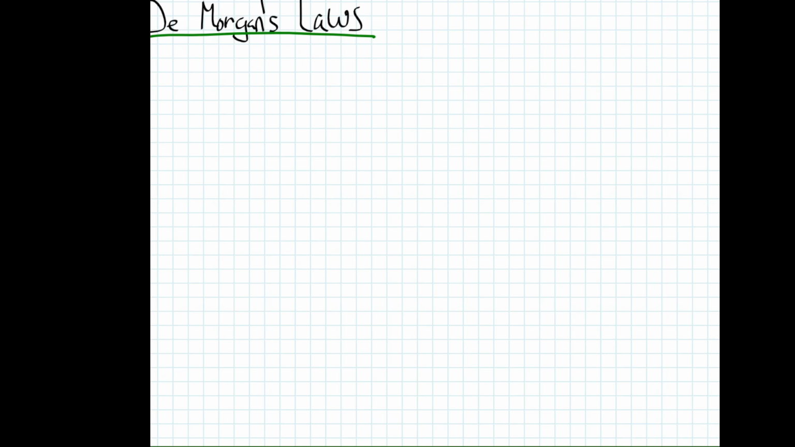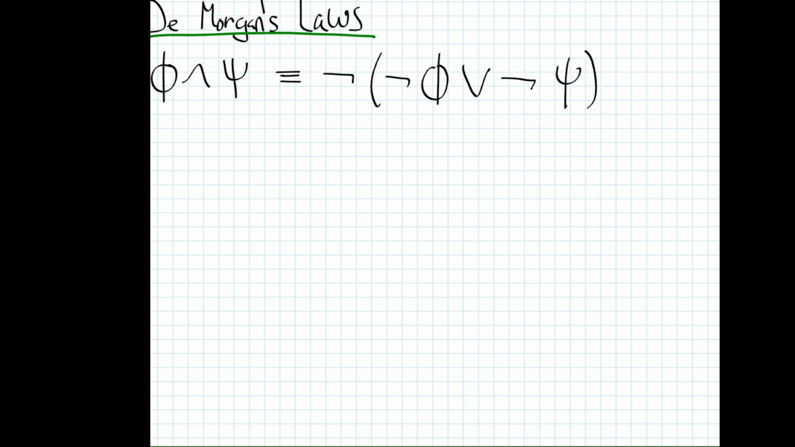So the De Morgan's laws property says that if we have, let's say, phi, a formula or a variable, in conjunction with this psi, this is equivalent to the negation of phi in disjunction with the negation of the other variable, which is the psi.